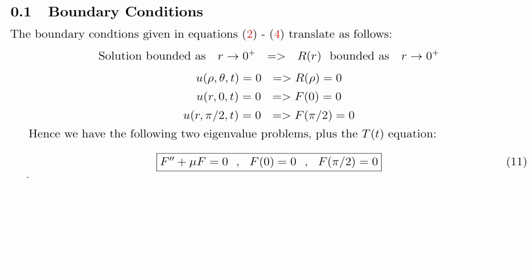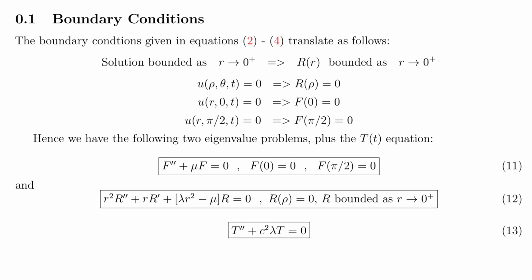So we have two eigenvalue problems plus the T equation. Here's the first one. This is F double prime plus mu F equals 0, and the two boundary conditions. This is a regular Sturm-Liouville problem that we've solved multiple times this semester. The second equation is the radial equation, and the equation is Bessel's equation of order mu with the two boundary conditions that the solution should vanish when r equals rho, and the solution needs to be bounded as r goes to 0 through positive numbers. So we have 11 and 12, the two eigenvalue problems, and equation 13, which we'll determine after we know lambda. The eigenvalues and the eigenfunctions.